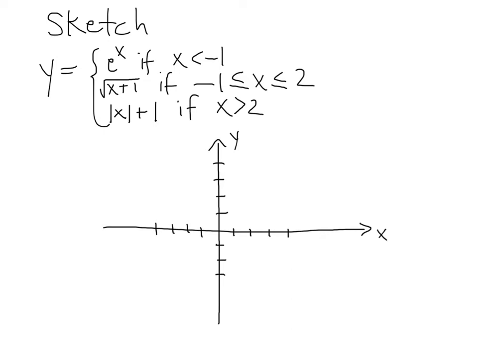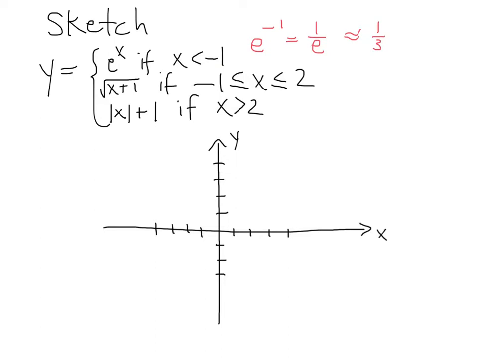Okay, so to sketch this graph, we're going to start with the first rule. So y equals e to the x for the values of x where x is less than negative 1. So we're going to start by taking this x value and plugging it in for the x in that rule. So we get e to the negative 1, which is 1 over e. And e is about 2.7, so we will say that this is around 1/3. Okay, but it's going to be a little bit bigger than 1/3.